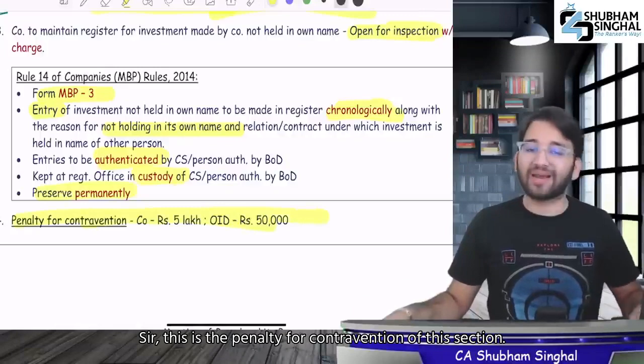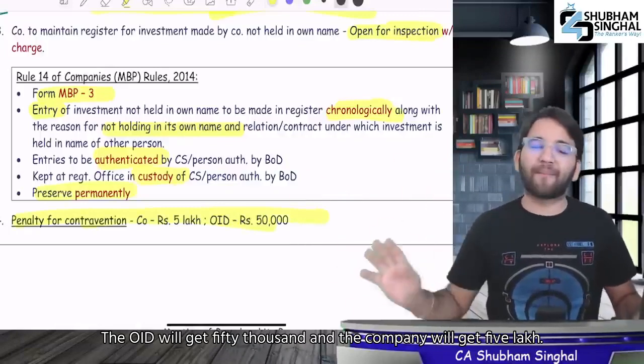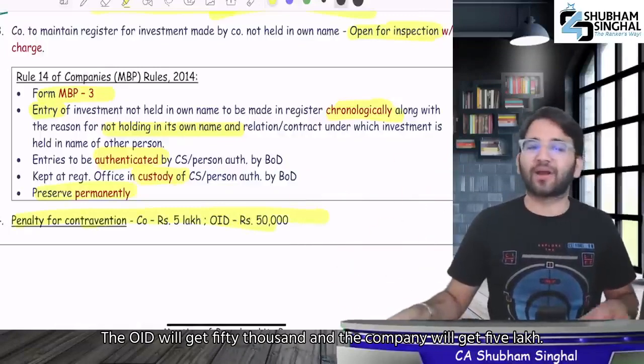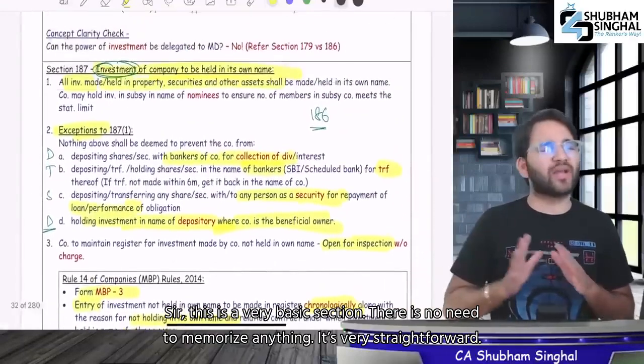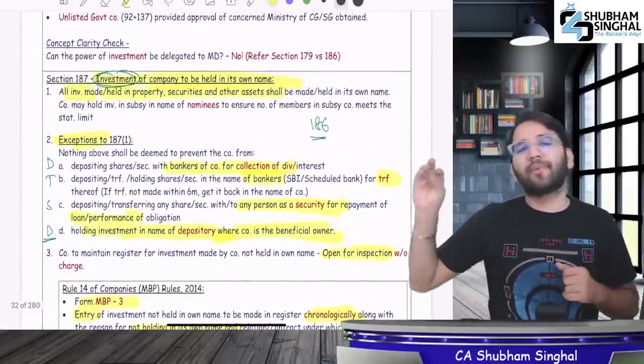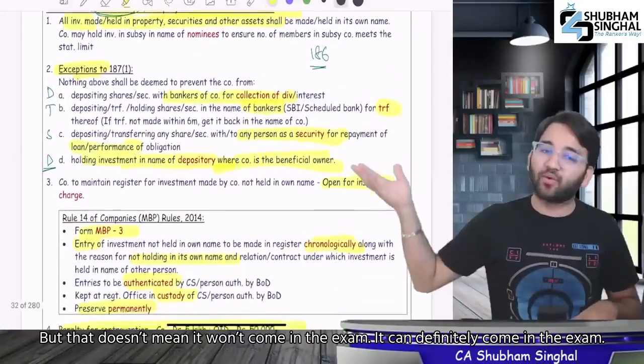The penalty for contravention of this section is 50,000 to the officer in default and 5 lakhs to the company. This is a very basic section and there's no need to memorize anything. But it doesn't mean that it will not come in the exam.